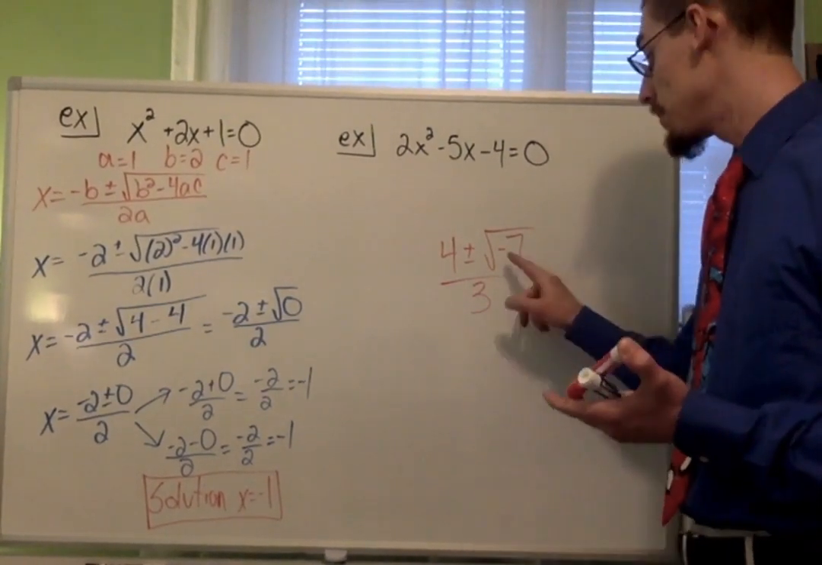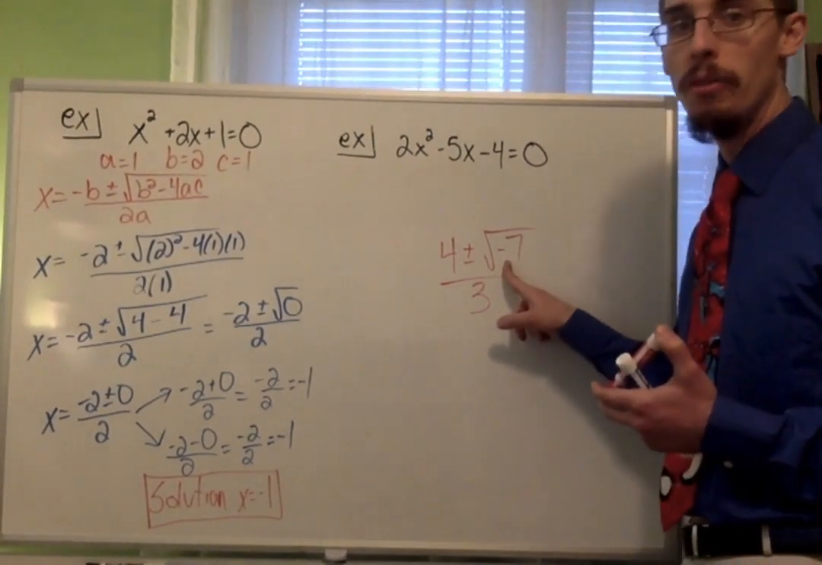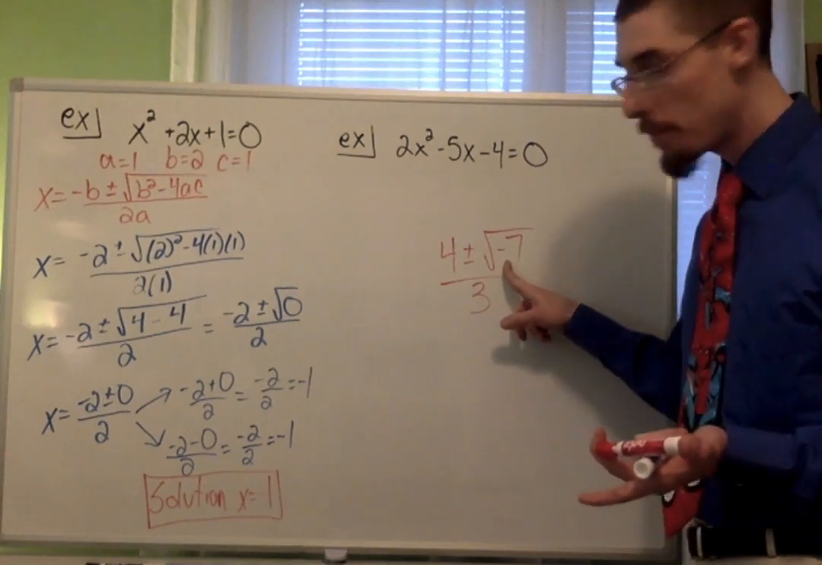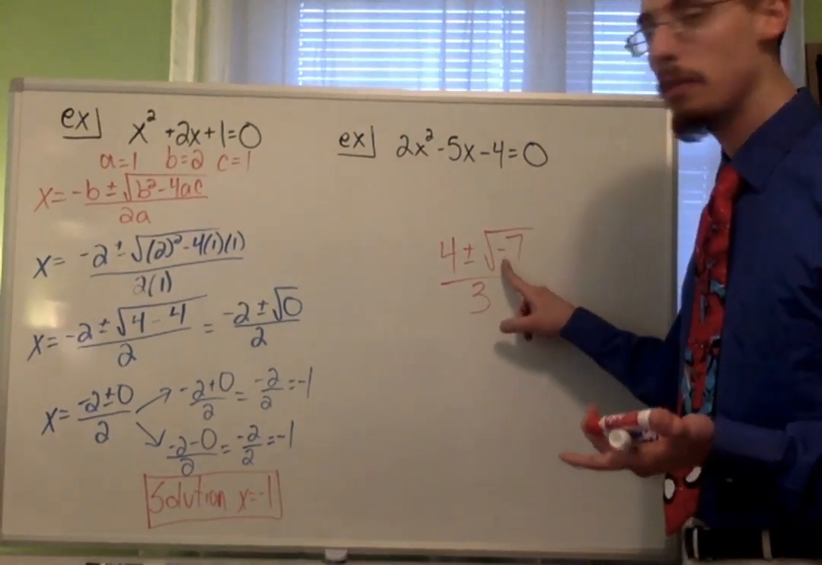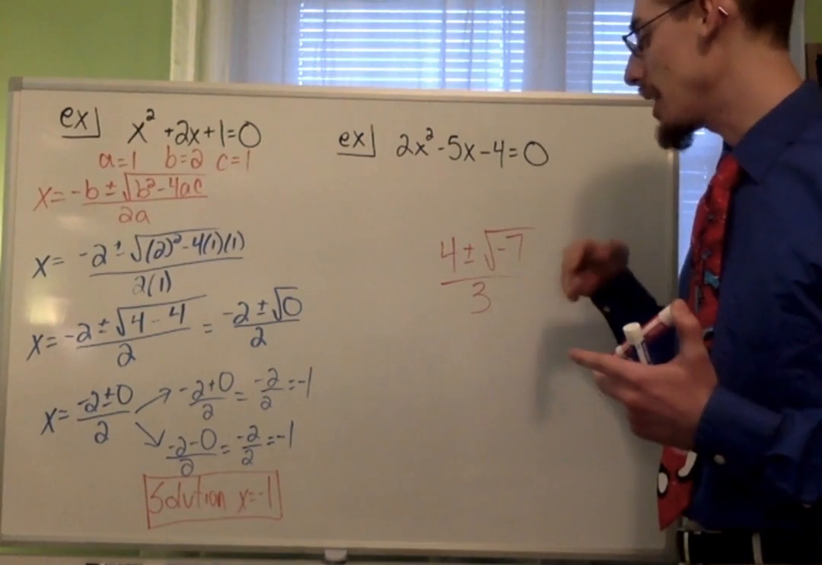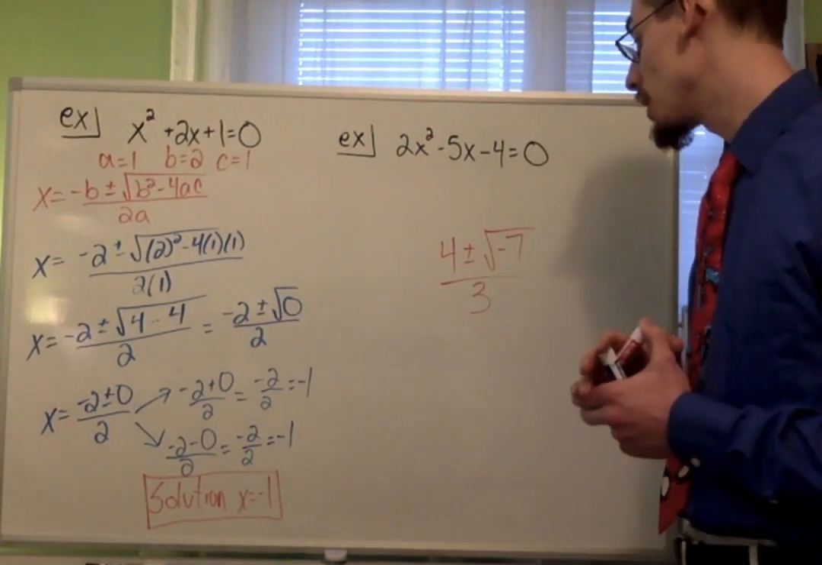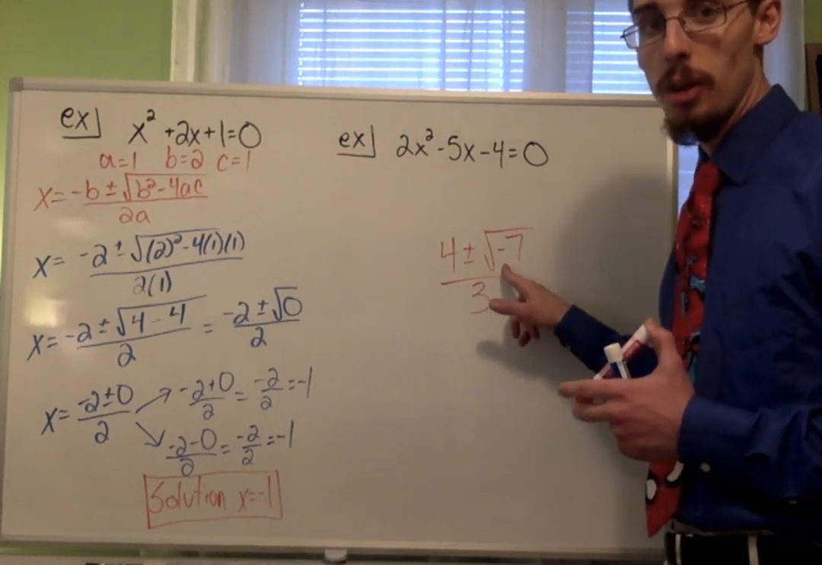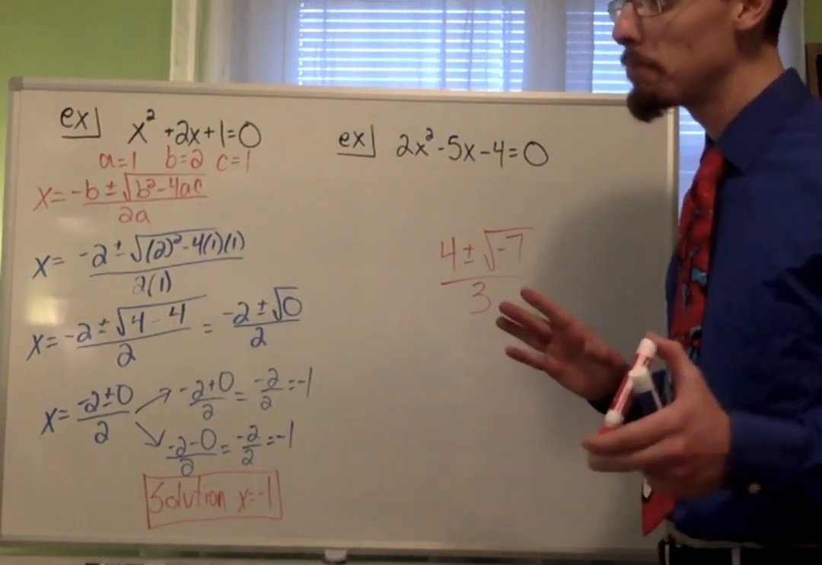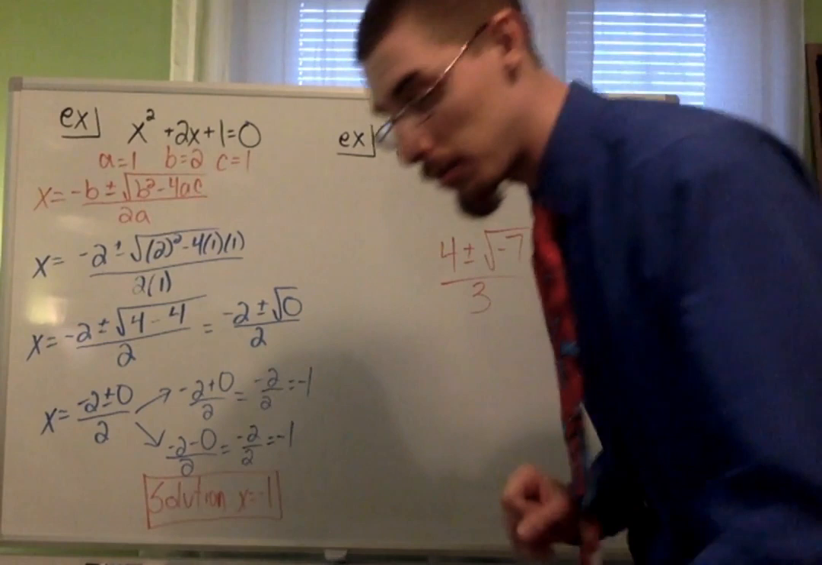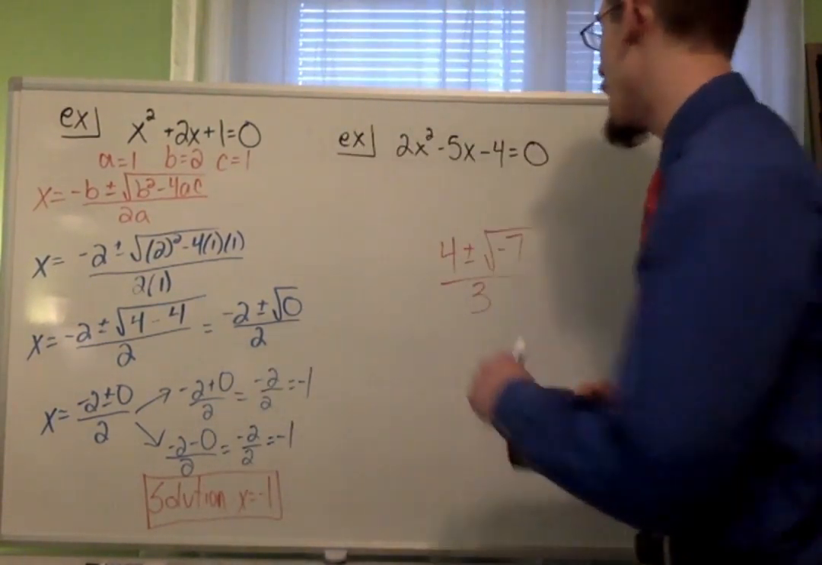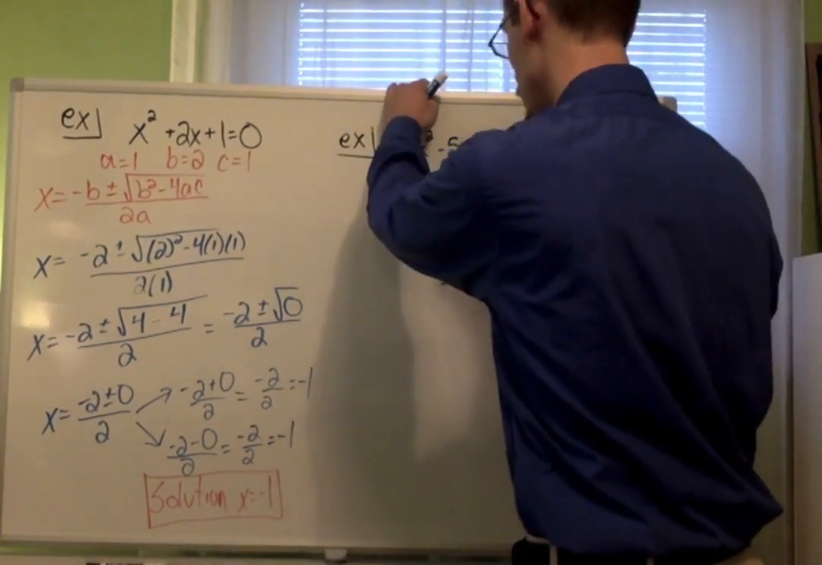Why? Because I can't do the square root of a negative number, right? If you try to do the square root of negative 7, you're going to get an error because you can't actually take square roots of negatives. So this would be a situation where there's no solution or no real answer. We'll talk about what that means in a few lessons.